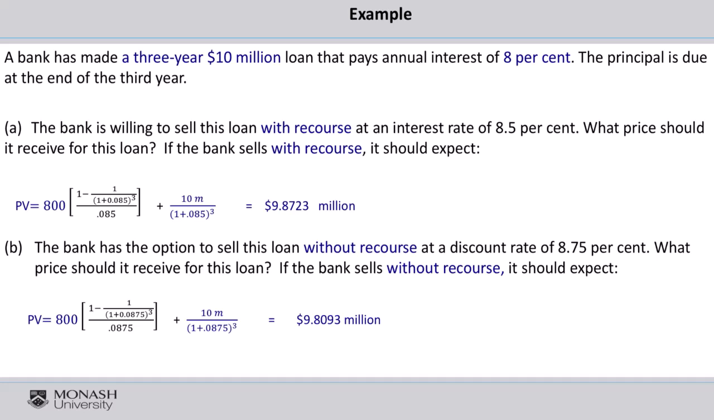for the price of this loan under different discount rates, either 8.5% or 8.75%. That's it for part 1.